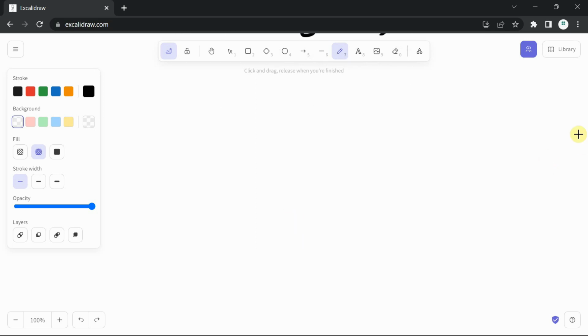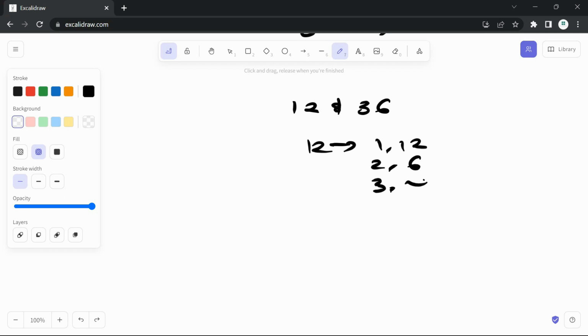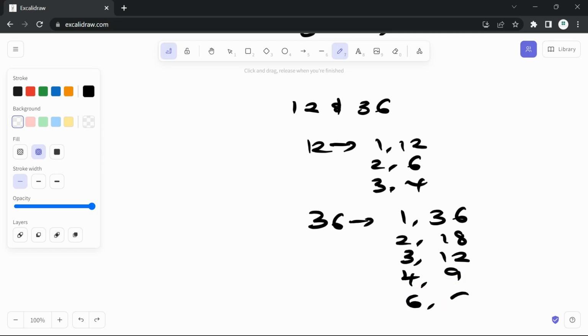But if I had something like 12 and let's say 36, for 12, I'll have 1 and 12, 2 and 6, 3 and 4. And then for 36, I can have 1 and 36, 2 and 18. 3 and what? 3 times 12 will give me 36. 4 times 9 will give me 36. 6 times 6. Once I reach a repetition, like 6 and 6, I will know that I will stop. So there are two places where I know I will stop: if I'm going to repeat myself like 4 and 3, or if I get the same values. So let's look at the factors.